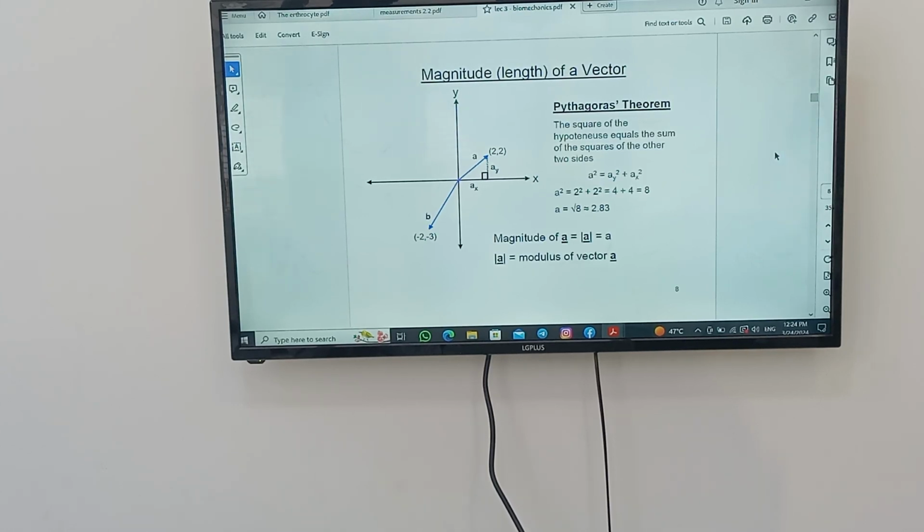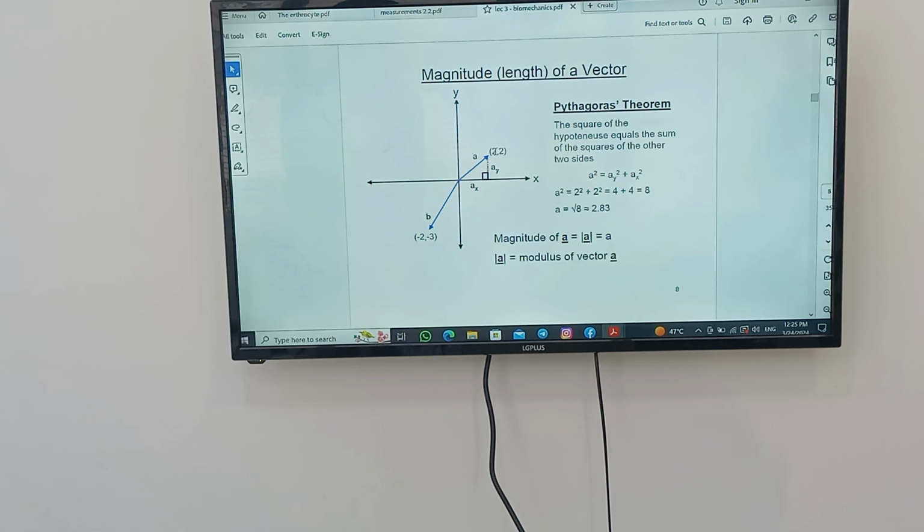Now we're going to learn how to measure the length or the magnitude of a vector by using the Pythagoras theorem, which is the square of the hypotenuse equals the sum of the squares of the two other sides. So a squared equals a squared for the y-axis plus a squared for the x-axis. As you can see here, we have the y-axis and the x-axis. We have the vector A and vector B.